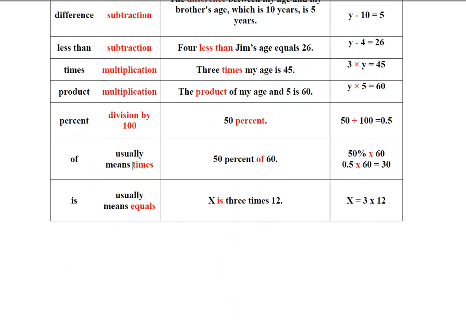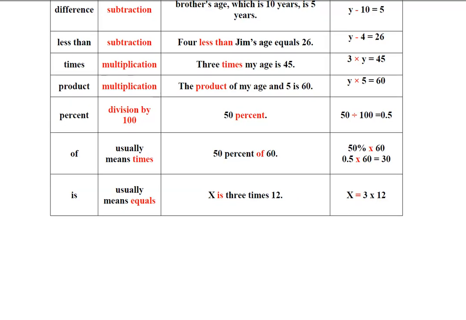Of usually means times. So if I say 50% of 60, that means 50% times 60. And is usually means equals. So if I say x is 3 times 12, that means x equals 3 times 12.